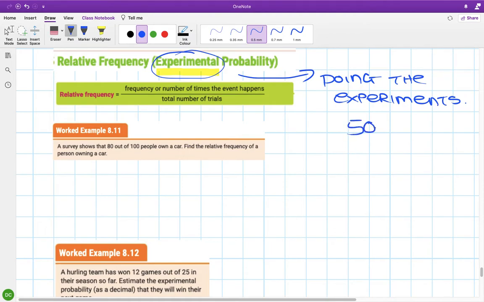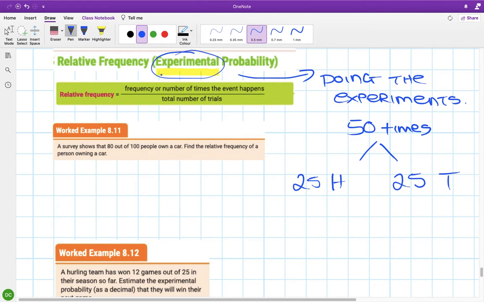So if you flip the coin 50 times, according to what you guys told me last week, you should get 25 heads and 25 tails, because you said it was a 50-50 chance. Now, in theory, it's 50-50. But in practice, when you actually do it, you might not get 25 heads and 25 tails. You might get like 30 heads and 20 tails. It might not be exactly 25-25, okay?